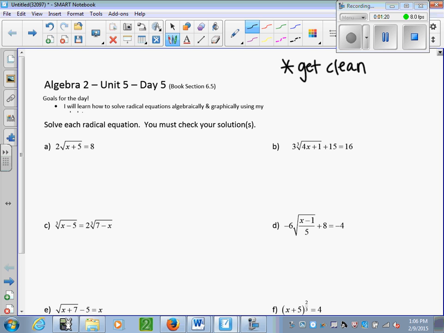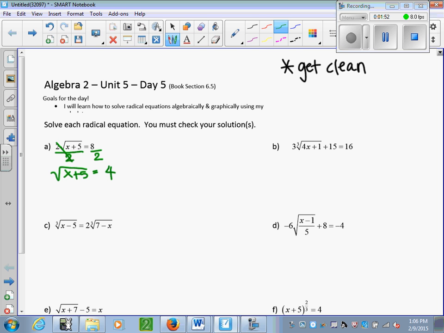All right, so let's do A here. We have this 2 hanging out outside my radical sign, so I need to move that 2 over. Right now it's 2 times the radical, so the opposite of multiplying is dividing, and I'm going to divide both sides by 2. My 2's on the left cancel and leave me with the square root of x plus 5 equals 8 divided by 2, which is 4.